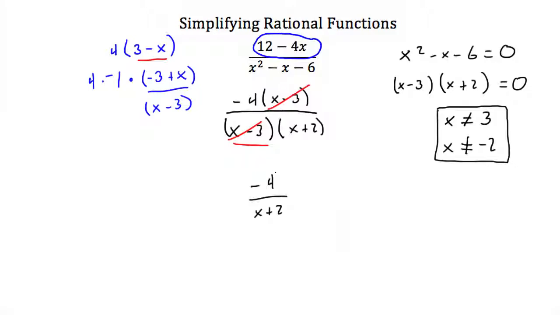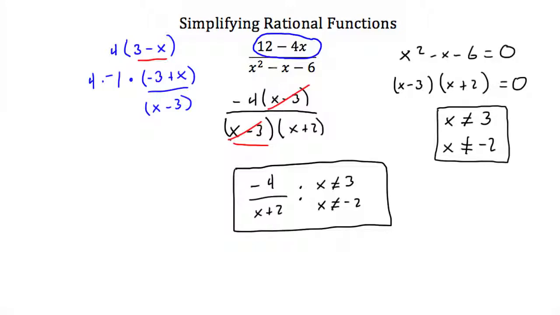Now the trick was just factoring out this negative 1, because by doing that, I was able to rearrange the terms of my binomial so they were the same as the binomial in the denominator, and therefore I could cancel them. So my solution then is negative 4 over x plus 2, and we have to note that x cannot equal 3, and x cannot equal negative 2. And that completes the tutorial on simplifying rational functions.